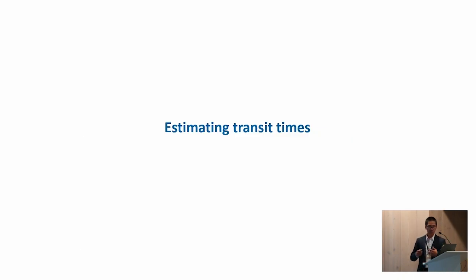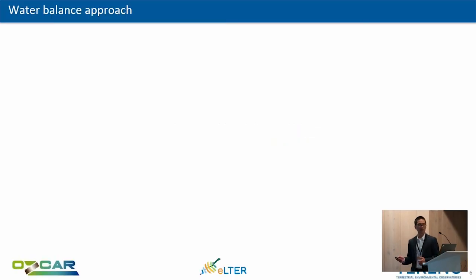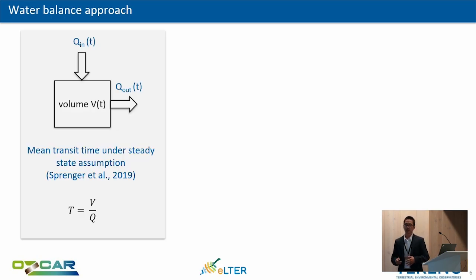Yeah, so we are talking about the transit time, but how do we estimate it? There are several approaches. For example, a simple approach is the water balance approach. In this approach, we assume that the system is in a steady state. In other words, we assume that inflow equals outflow. In this case, we can only estimate the mean transit time of the hydrologic system.